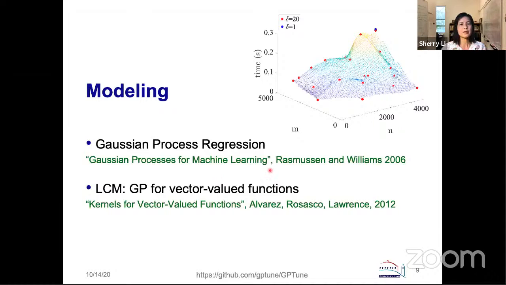So the single task modeling uses this Gaussian process regression. A good reference is this book. And then this can be extended to vector valued functions. And the model is called LCM. And that's a very good paper about this vector valued.